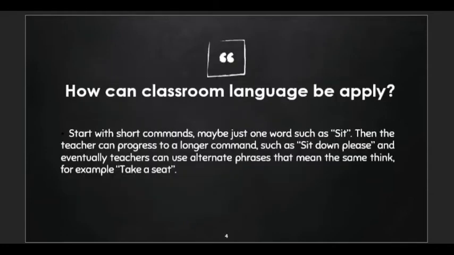And next, how can classroom language be applied? First, start with short commands, maybe just one word such as sit, then the teacher can progress to longer commands such as sit down please, and eventually the teacher can use alternate phrases that mean the same thing. For example, take a seat, and give me your attention, and etc.